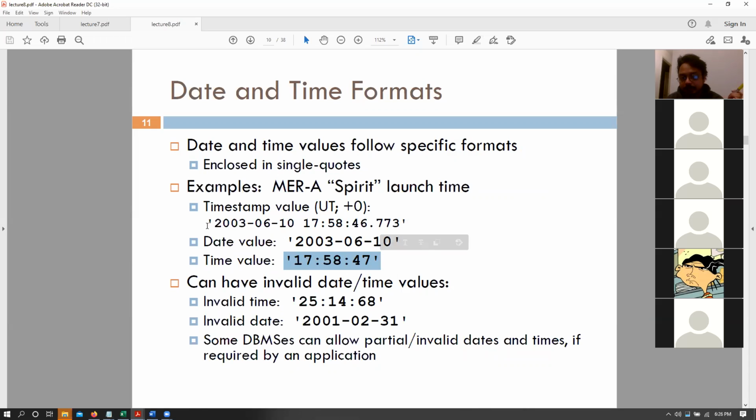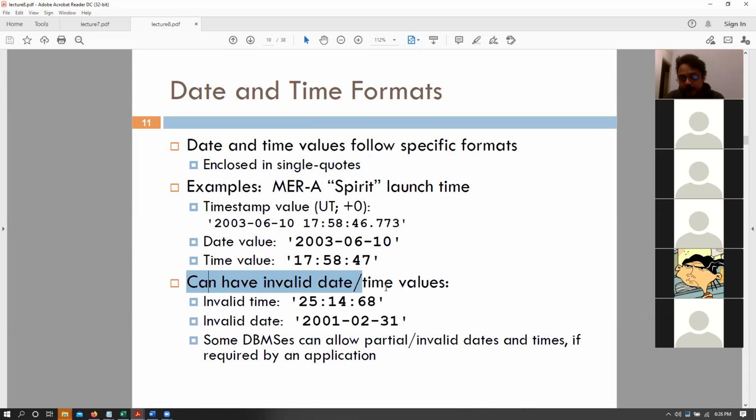You can also submit a particular datetime value or a timestamp value similar to this. That is single quotes, 2003-06-10 and 17:58:46, whatever. Sometimes the time value is also separated by a T, and we might see something like that as well, but that's fine.